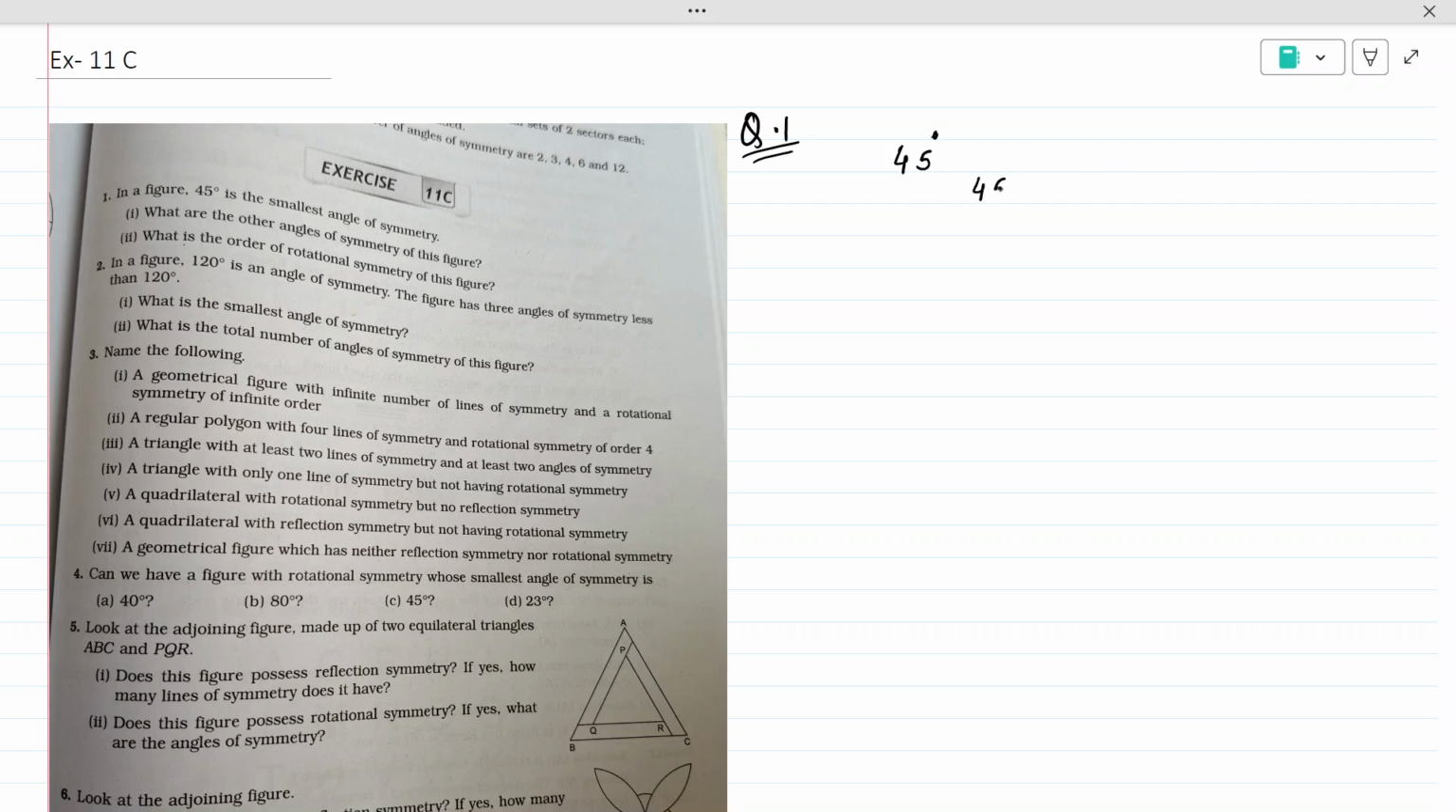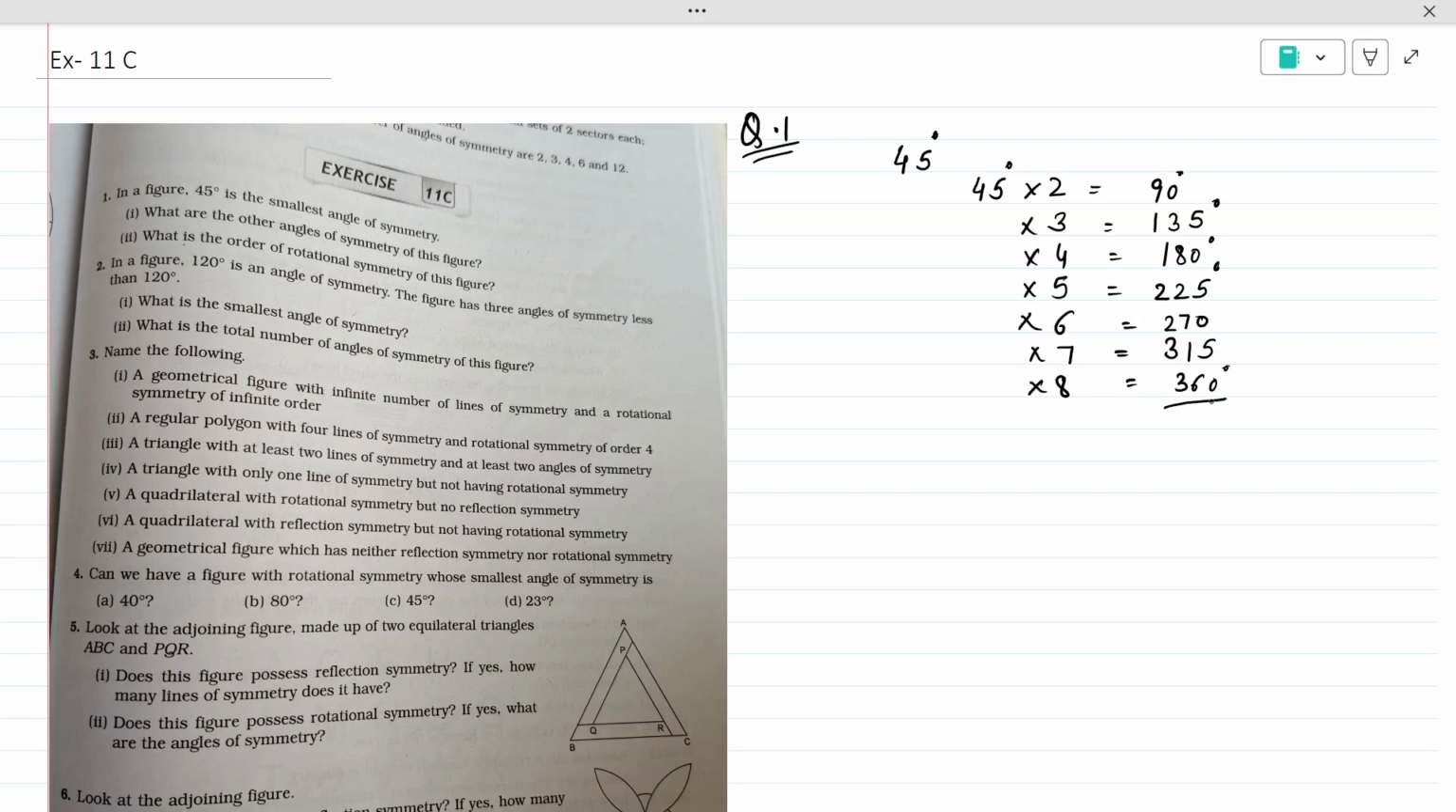So we have learned how we have to do. We have 45 into 2, 45 into 3, 45 into 4, 45 into 5. Let's do this. This we have 90 degree. Next we have 135, 180 over here. Then we have 225. When you are going to multiply this with 6, we have 270. With 7, we have 315. And with 8, finally, we have 360 degree.